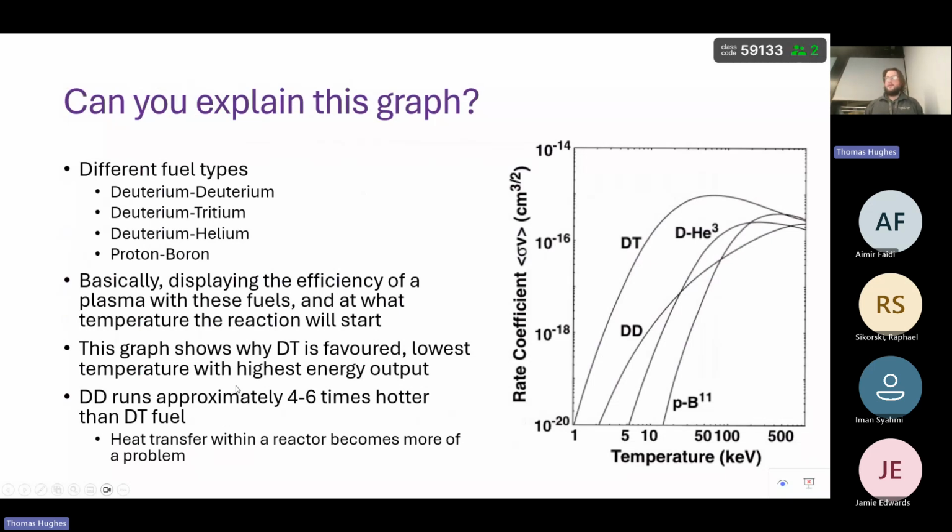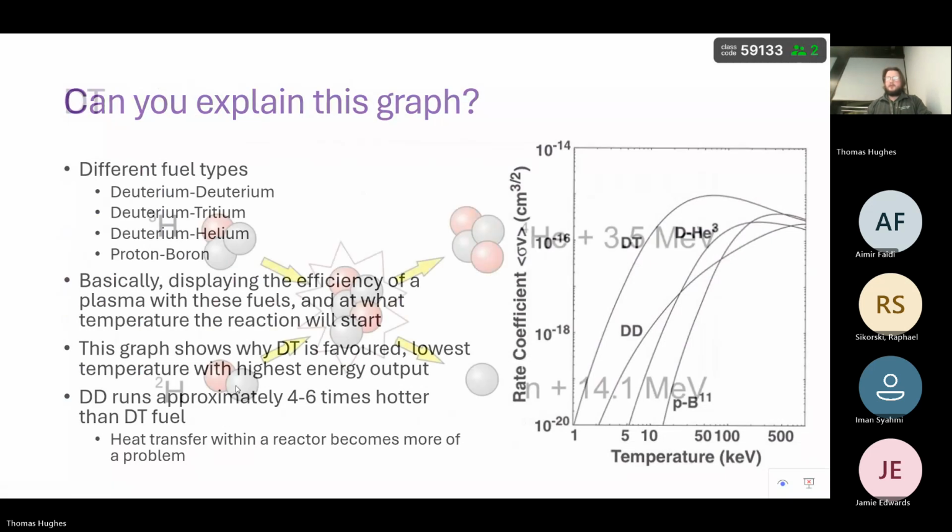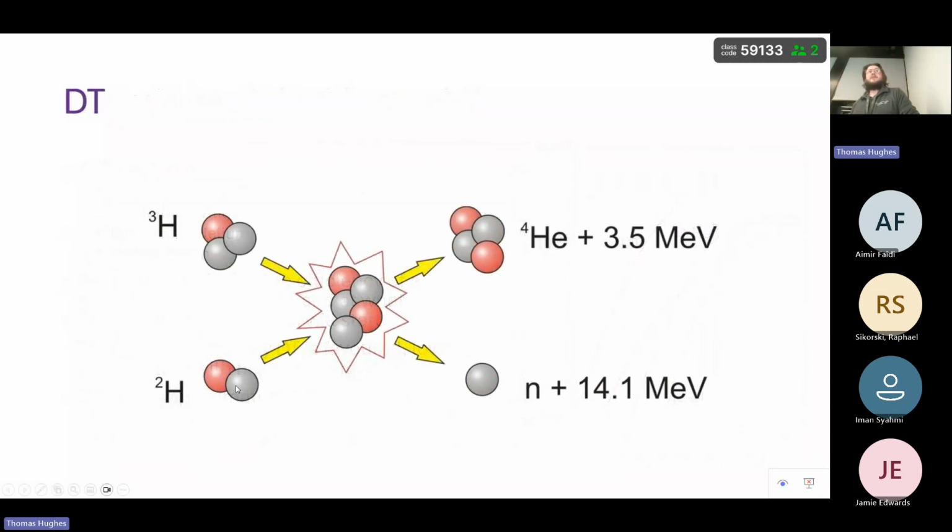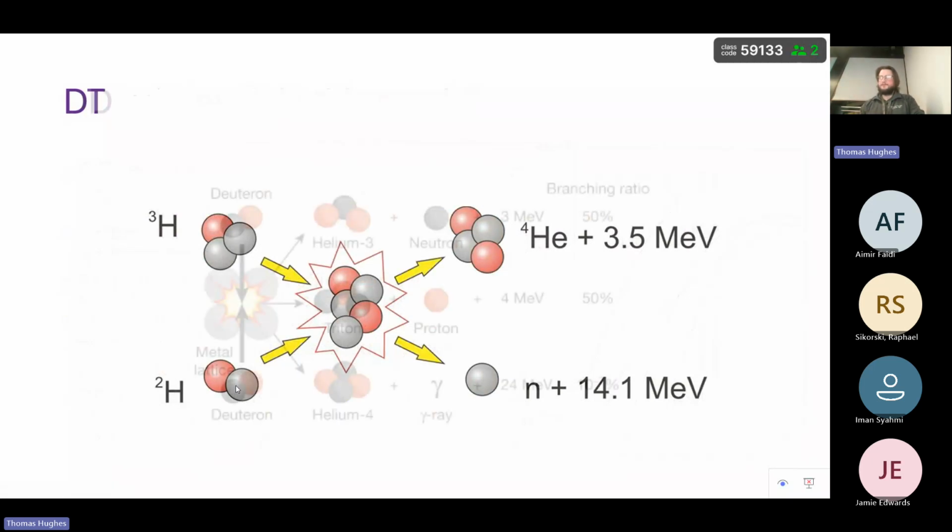And then you see deuterium helium. You can see what the graph shows now. So here's our DT reaction. We've got our deuterium and our tritium hit together. Got helium with 3.5 MeV energy out, our neutron with 14.1, which we've seen before.